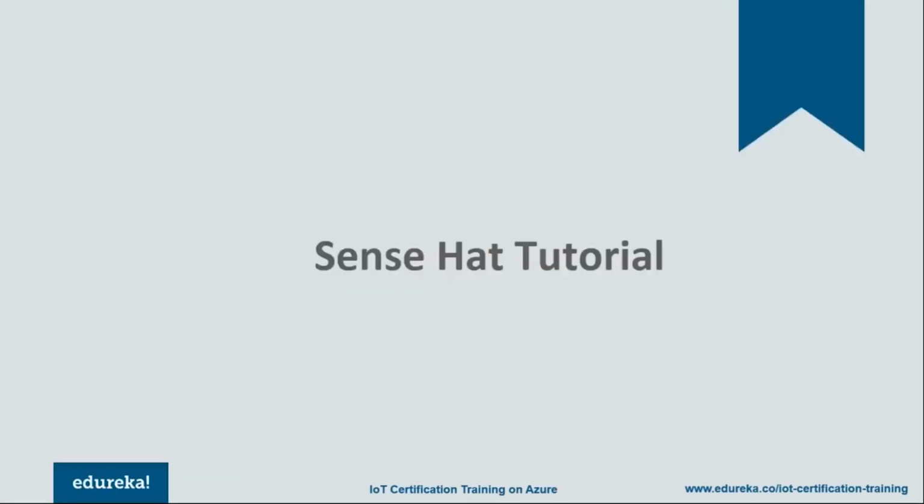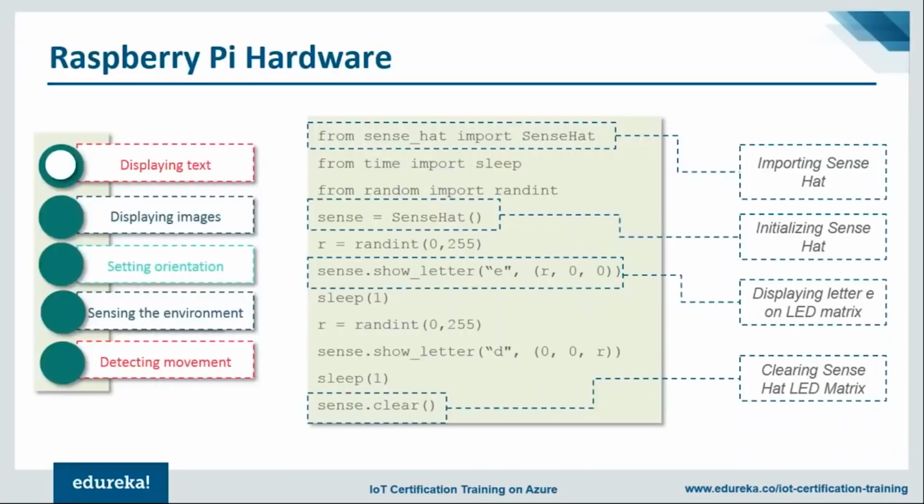Moving on, let's begin with our Sensat tutorial. What we'll be doing is exploring 5 different demos to understand how the Sensat component can be used effectively. The first thing that we'll be doing is implementing a very simple code and trying to display a certain letter on top of the Sensat. I'm going to display E and D, but the value of that color is going to be generated by random. Let me run you through the code that's present here.